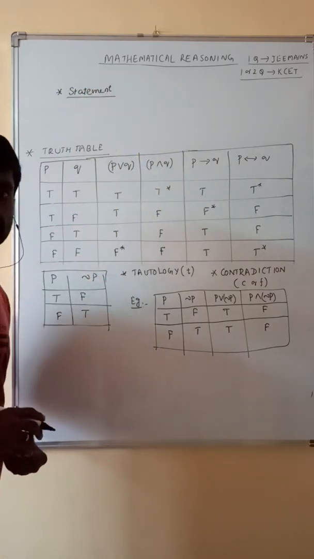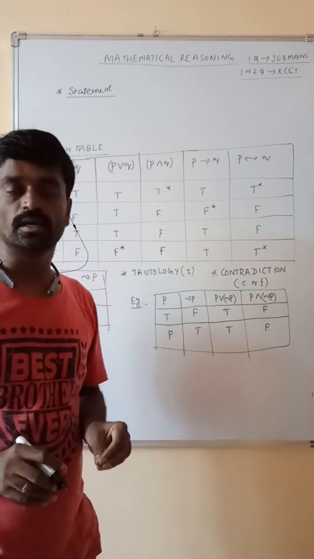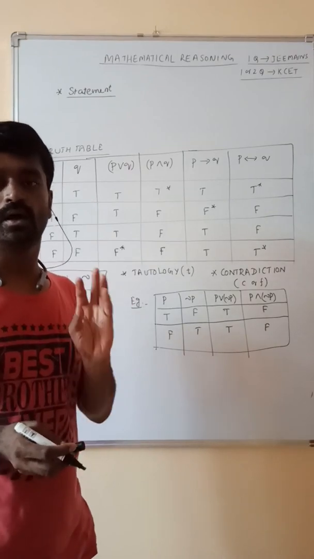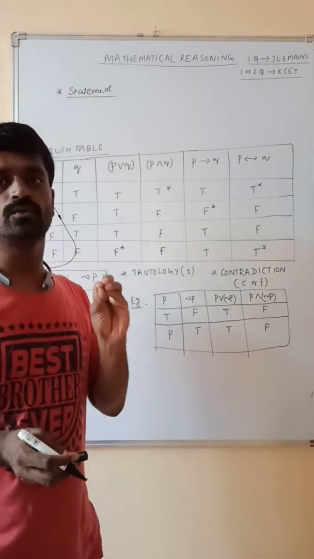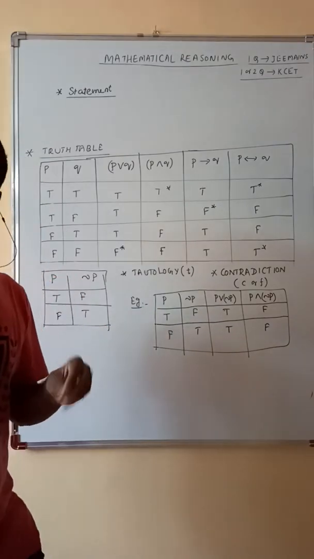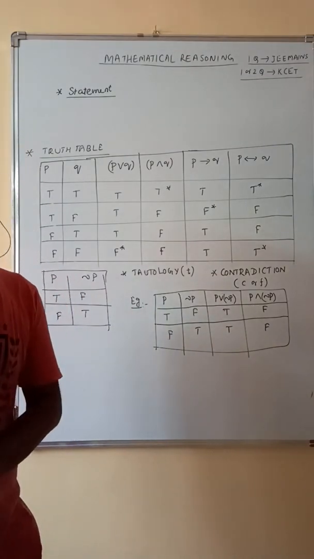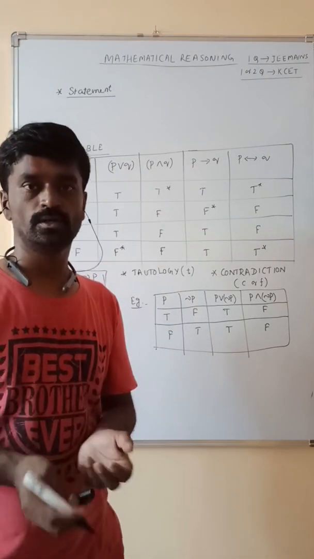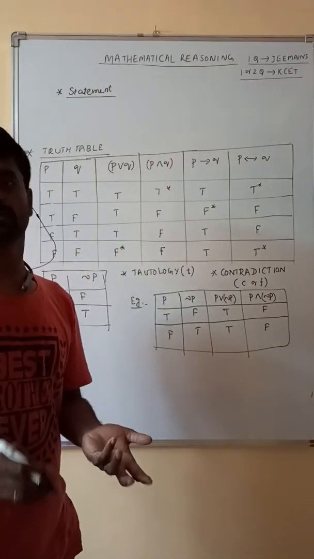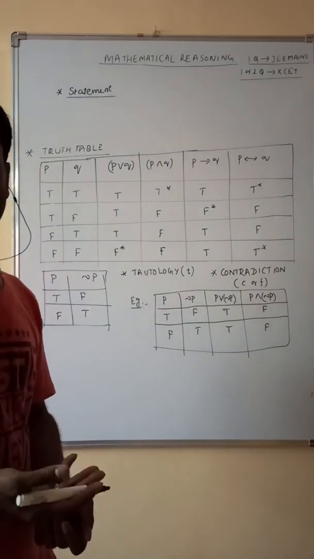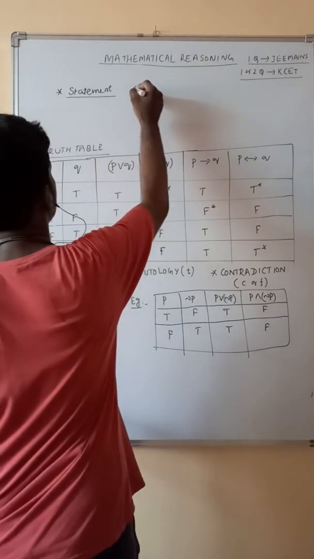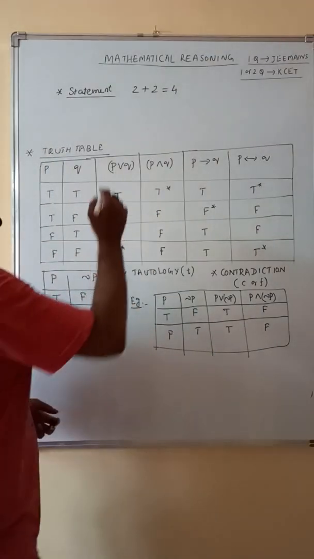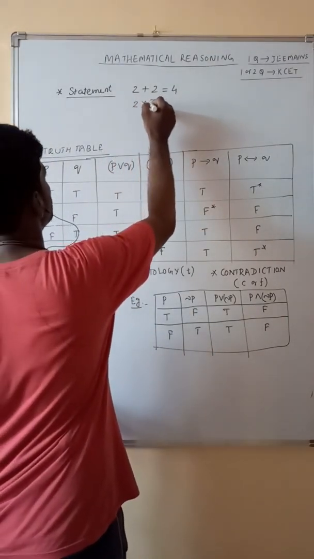When we say that, mathematically, a sentence is a statement, it should be either always true or always false. Then only does that sentence become a mathematical statement. For example, 2 plus 2 is equal to 4, which is always true. So 2 plus 2 is equal to 4 is a statement.